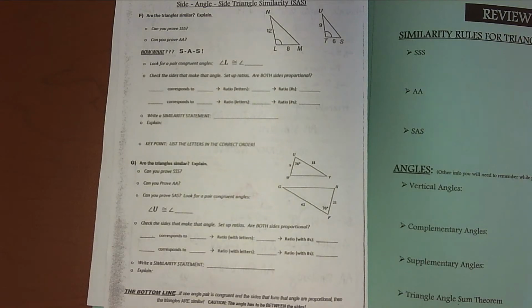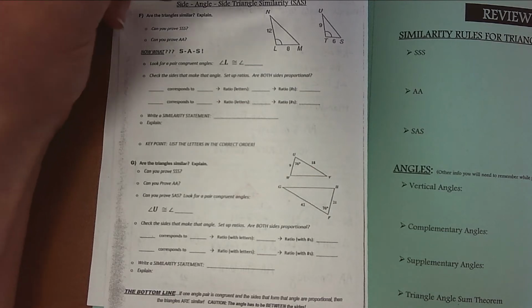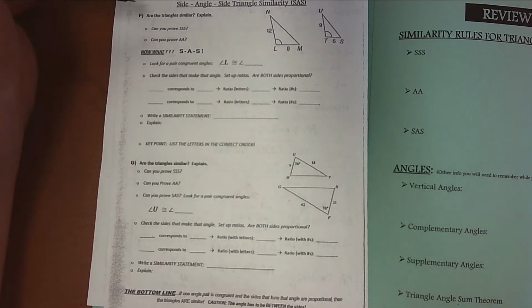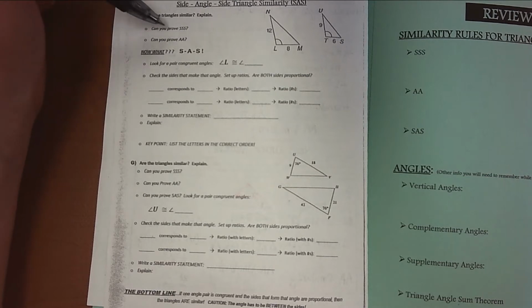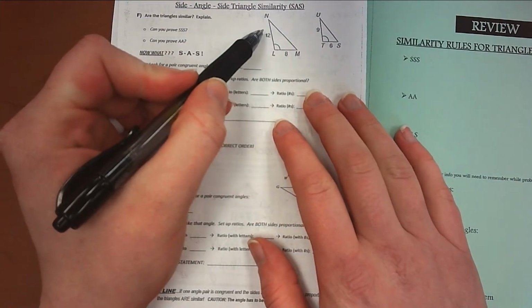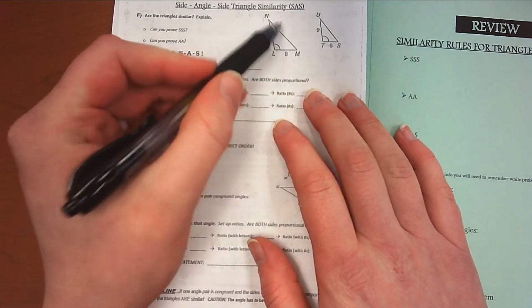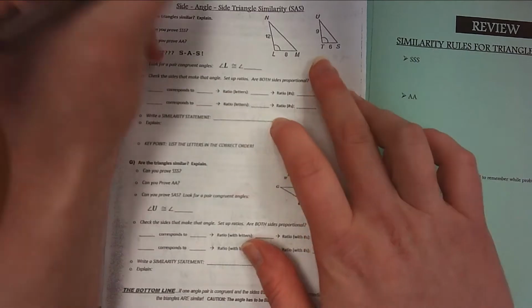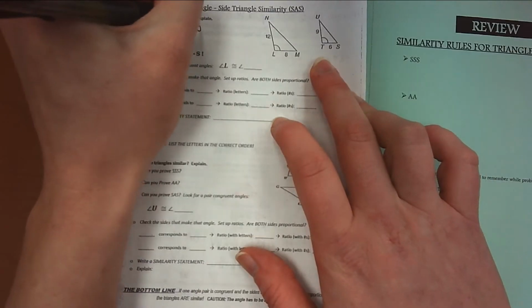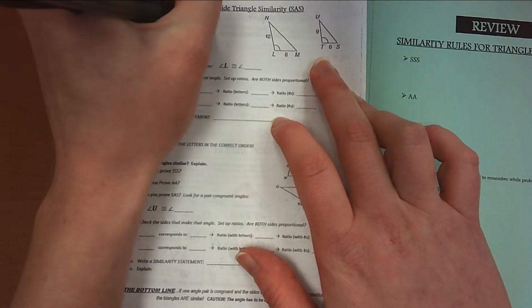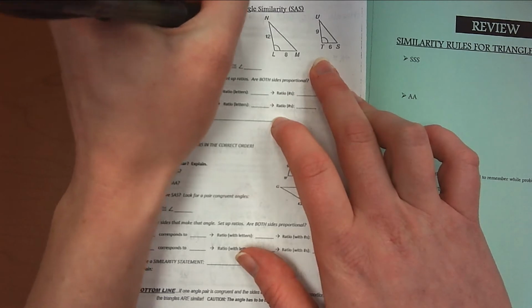The last similarity rule that we're going to talk about today is the side angle side triangle similarity statement. And this one says, are the triangles similar? Explain. And it asks, can you prove side, side, side? We can't prove side, side, side because we only know 2 of the 3 sides on each shape. So no, because we only know 2 sides.